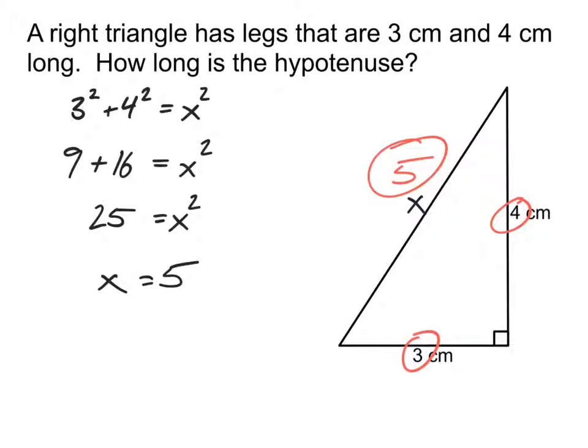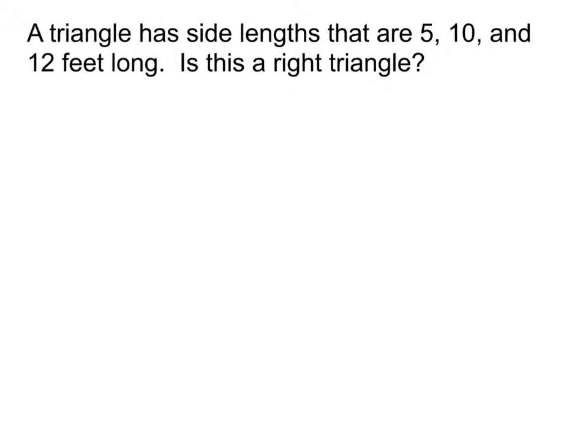Now, when you notice things that fit in the Pythagorean theorem, it also lets us figure out other things. Like, here's a whole other type of question, but closely related. We have a triangle. I'm not telling you what type of triangle it is. It has side lengths that are 5, 10, and 12 feet long. Is this triangle a right triangle?